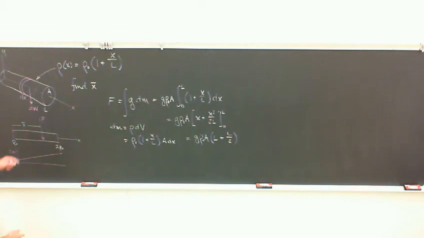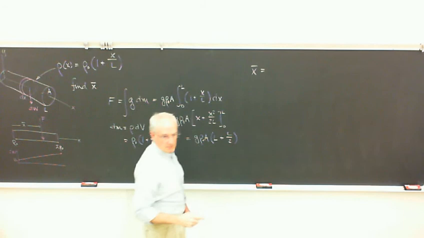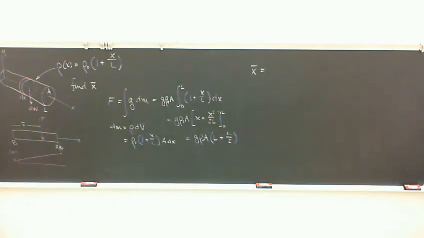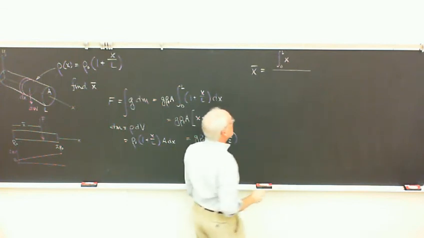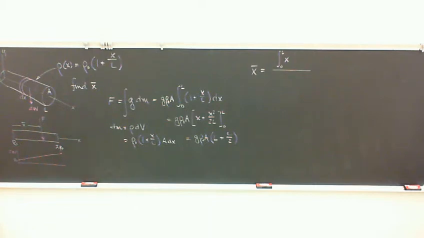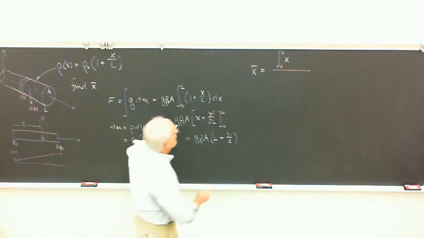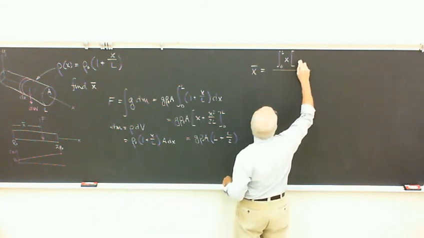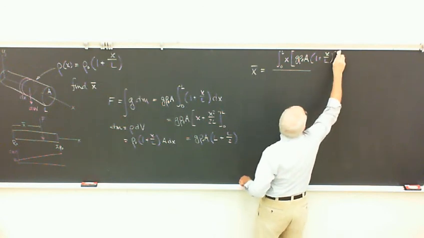What next? That's the total force. We need to find where to put it. How do we do that? That's the type of thing we looked at before, only that was a planar problem of constant density. This is sort of quasi-3D. So we have to do the same thing we did before, where we now multiply that weight distribution function by the moment arm of each little piece. And the weight distribution function is the one we've got here. g rho 0 A, 1 plus x over L, dx.